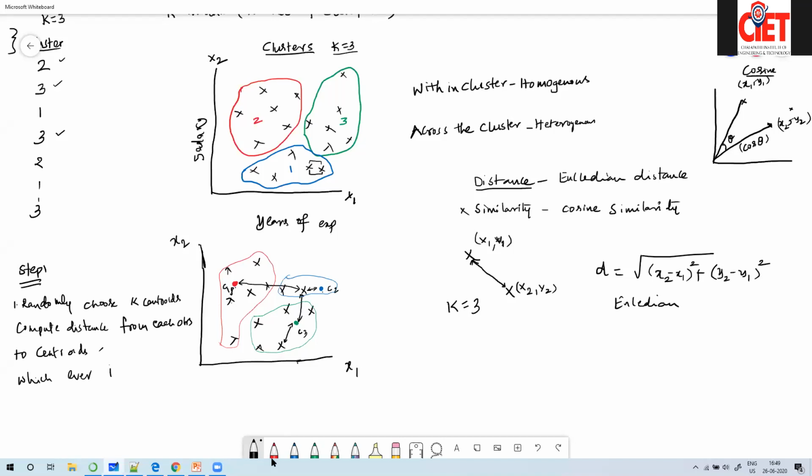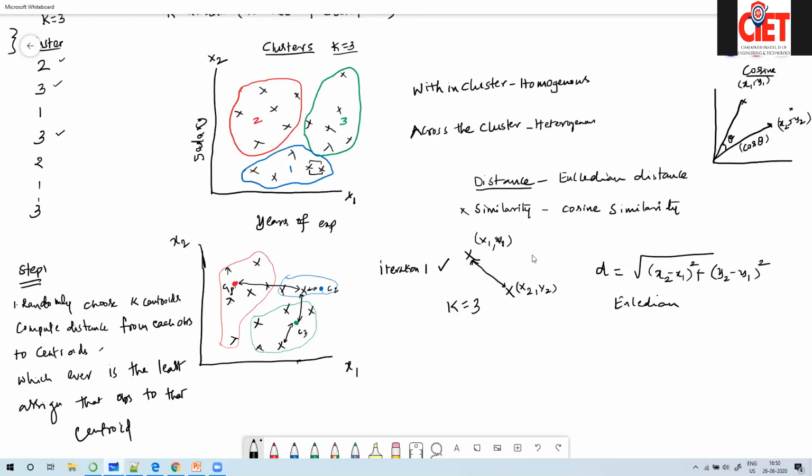whichever is the least, assign that observation to that centroid. My handwriting becomes poor if I write fast. Please bear with me. Now, our iteration step number 1 is done. So iteration 1 is completed.